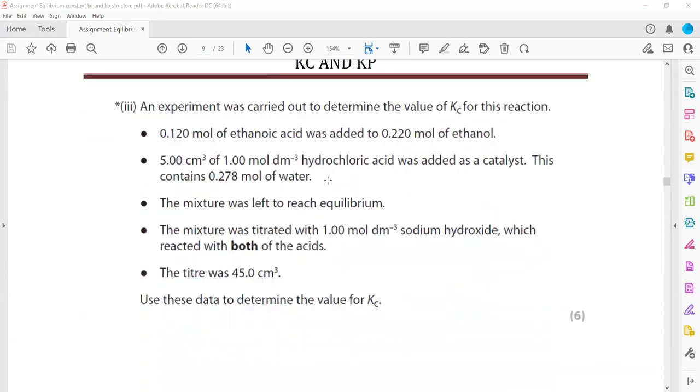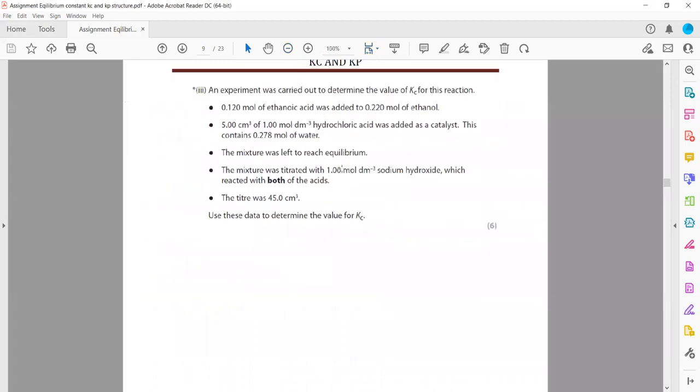Then an experiment was carried out to determine the value for Kc. 0.12 moles of ethanoic acid were added to 0.22 moles of ethanol. 5 cm3 of 1 mole per dm3 hydrochloric acid was added as a catalyst, which contained 0.278 moles of water. The mixture was left. The mixture was titrated with sodium hydroxide to find how many moles of acid are there at equilibrium.